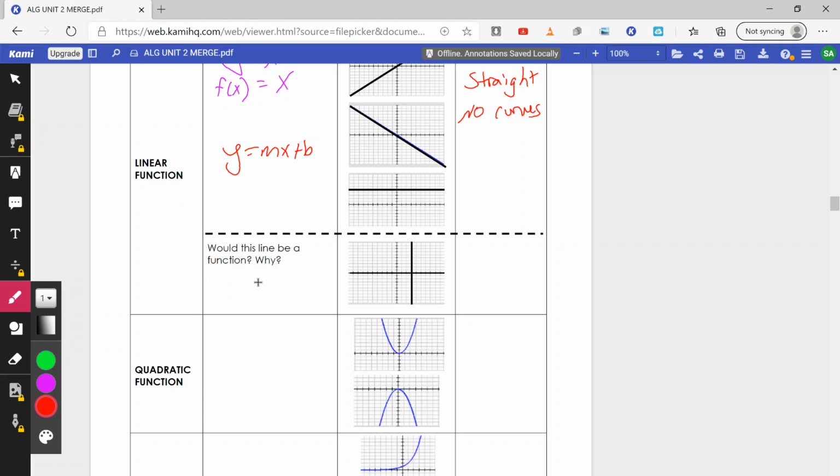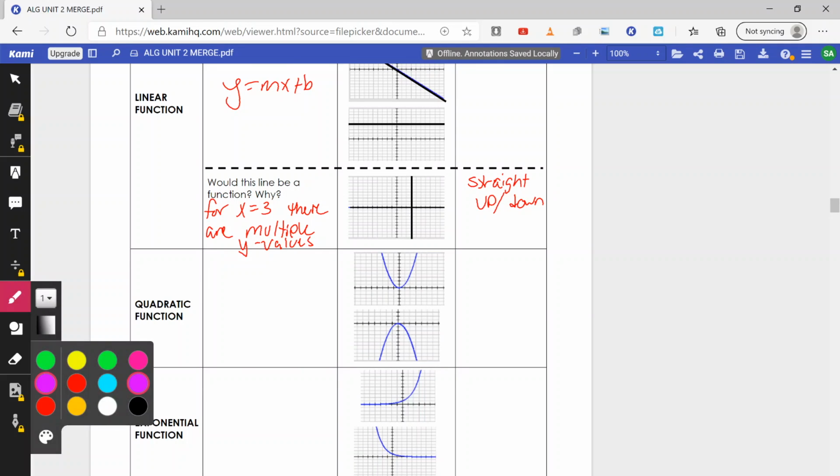Now, there is one exception to a line that would not be a function, and it would be a vertical line. And again, a vertical line is not a function because we have multiple y values for a single x value. So notice with this one, 1, 2, 3, this one is x equals 3. We have y equals 1, 2, 3, 4. In this case, for x equaling 3, there are multiple y values. So vertical lines are not a function.